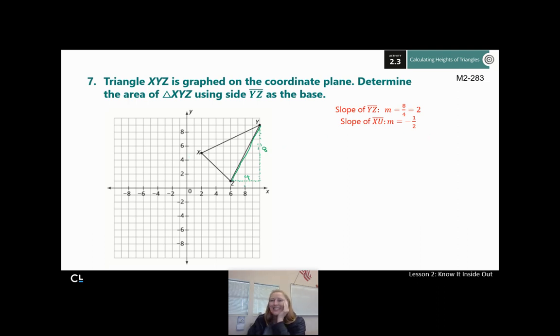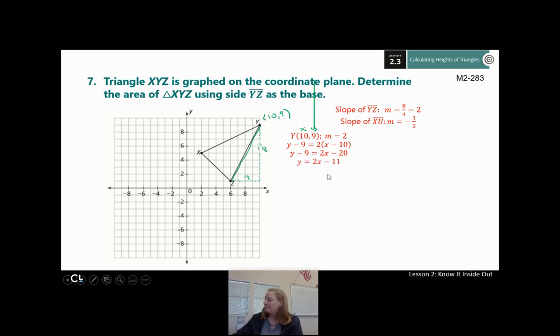All right, so let's use what we got. We know that y is at 10, 9. We know that the slope of that base should be 2. By the way, you could have used z if you wanted to instead. I'm just using y because I can. So we're going to do y minus my y coordinate, so y minus 9, equals my slope 2 times x minus my x coordinate, which is 10. And then we'll distribute. 2 times x is 2x. 2 times -10 is -20. And then I will add 9 to both sides. -20 plus 9 is -11.